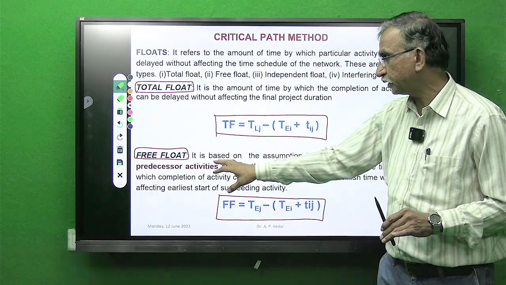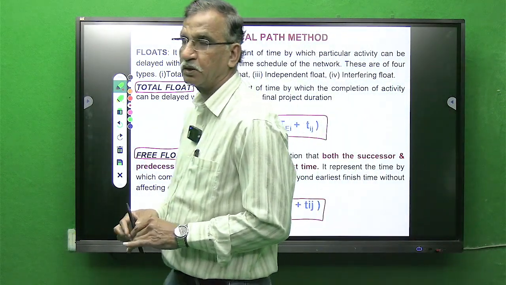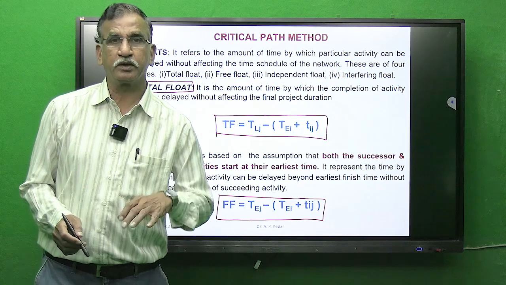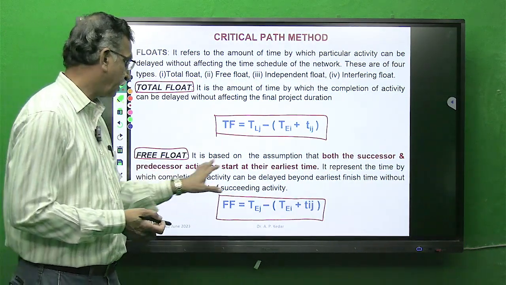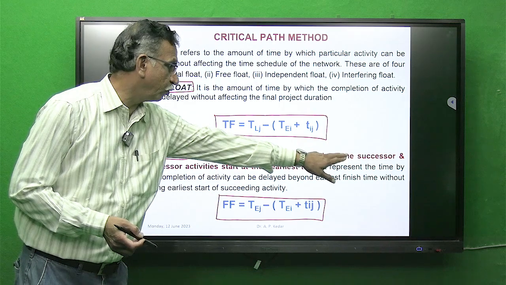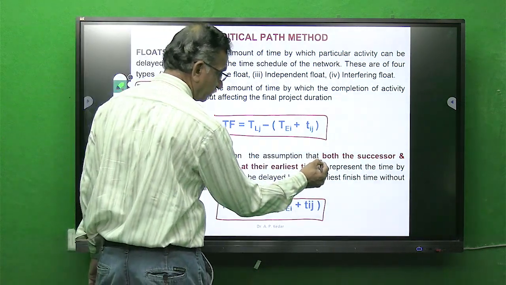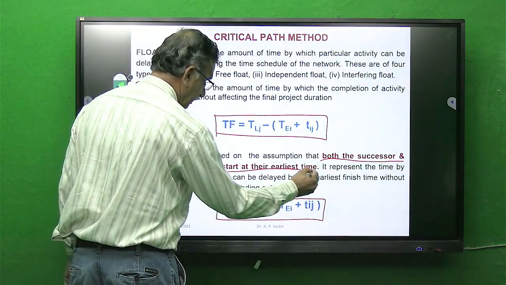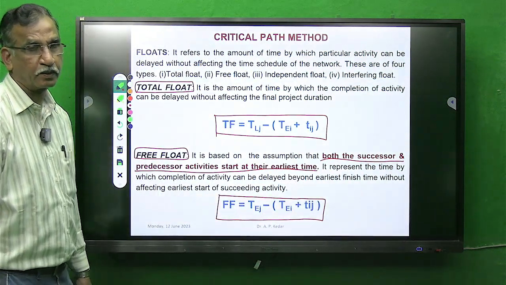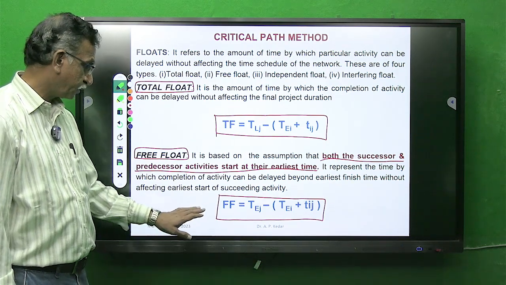If any activity has some free float, how is that free float calculated? It is assumption based. What is the assumption? I have written it in bold letters. The assumption is that both the successor and predecessor activities start at their earliest time.